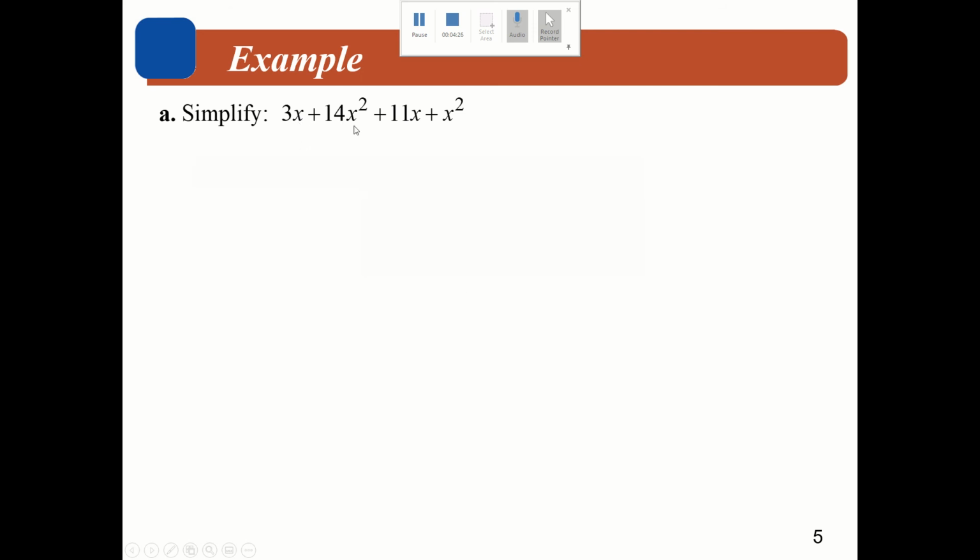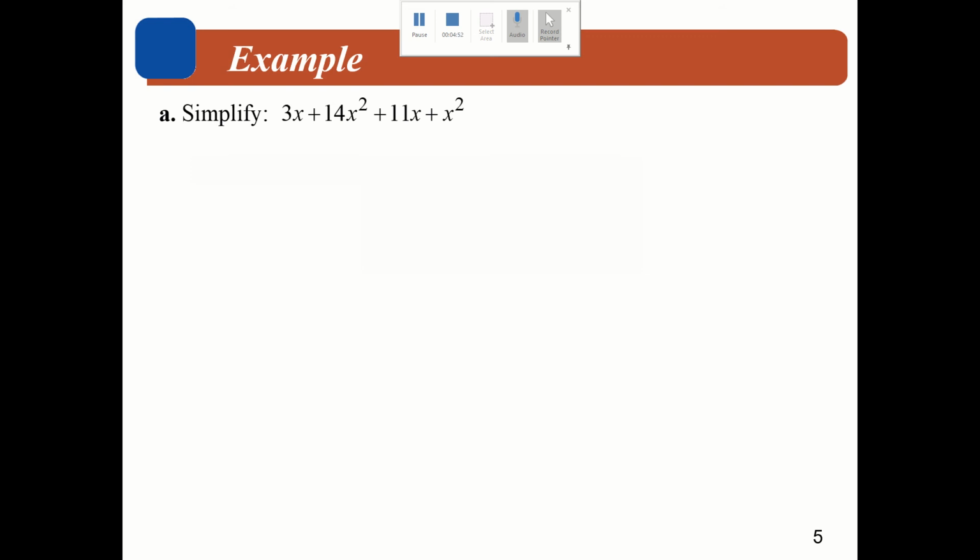We have x's and we have x squareds. Those are almost the same, but they're not quite. This would be like adding Red Delicious apples and Granny Smiths. They're sort of the same thing, but they're not quite, right? So I can't add a 3x plus a 14x squared because x squared and x are not exactly the same. So I want you to take a minute and think, well, what can I add together?